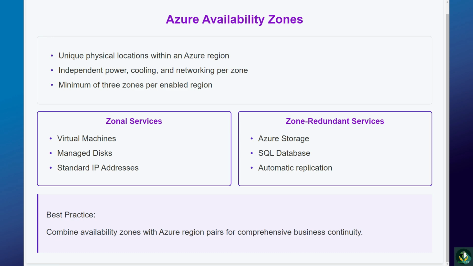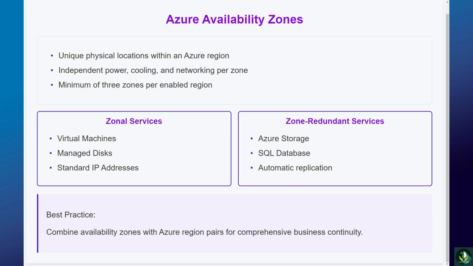Microsoft has implemented a minimum of 3 separate zones in all enabled regions. This 3-zone minimum isn't arbitrary. It's designed to provide optimal redundancy while maintaining practical operational efficiency. The physical separation between these zones is carefully planned to protect against localized failures while still maintaining the low latency benefits of being within the same region.